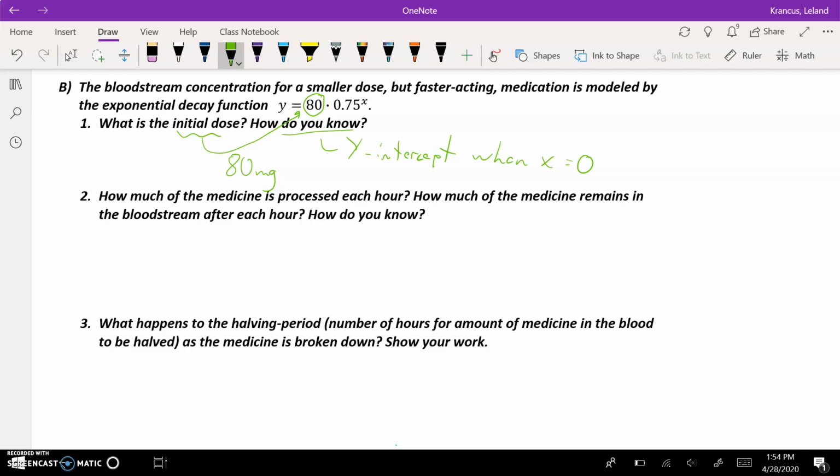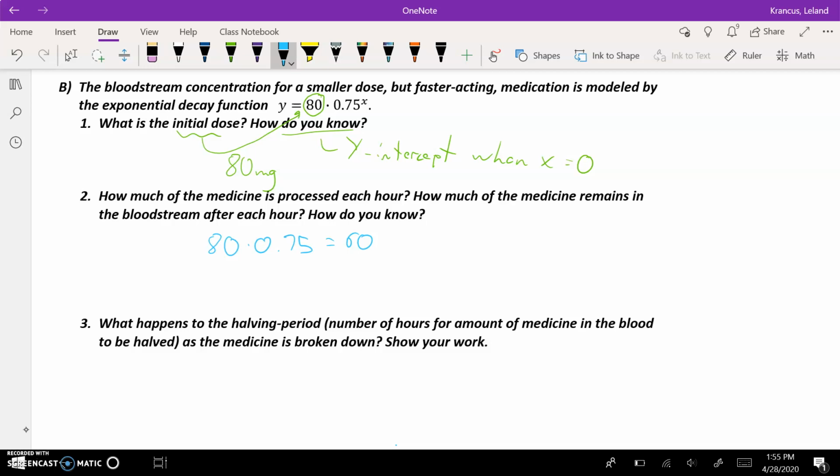But this one, you want to be careful. When you see that 0.75, you want to look at that 0.75 and think, oh, easy. So the medicine is processed at a rate of 75% each hour, and that's how much remains in the bloodstream after each hour. But be careful here. If you take your 80 and you multiply it by 0.75, what you're actually left with is 75% of that. So 80 times 0.75 gives you 60.